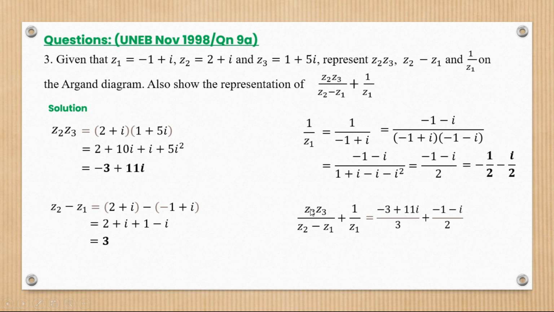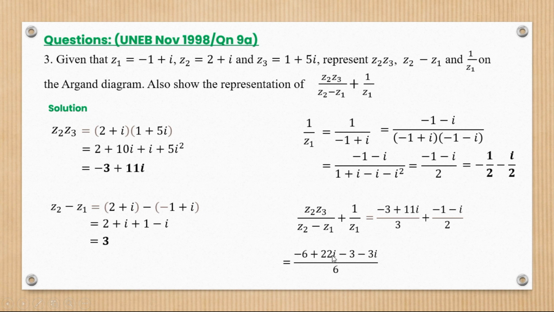So now where there is z2 times z3, we substitute in this. Where there is z2 minus z1, we substitute in this 3. And then where we have 1 over z1, we substitute in this value, with which the LCM is 2, so it can be represented as that. So now as you can see, the LCM from here is going to be equal to 6, and then we end up with that.